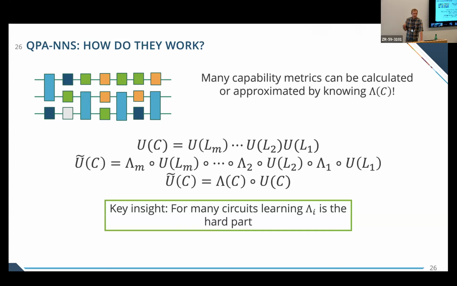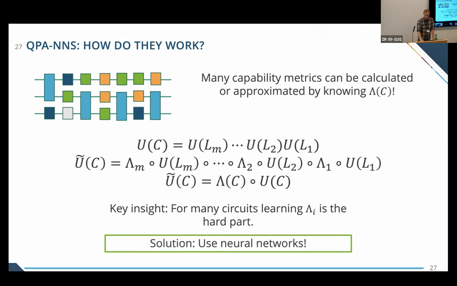But learning those lambdas is very hard. This is the problem of tomography. We're never going to do full process tomography on a 100 qubit, 1000 qubit system. So what we do instead is we want to use neural networks to extract some representation of this.